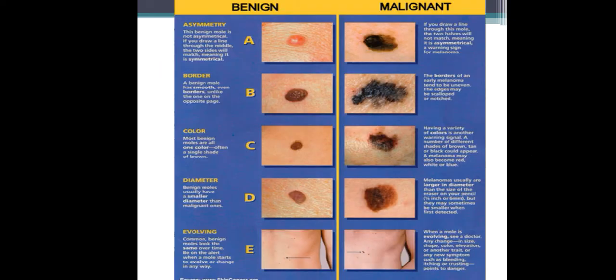So this is the same thing, A B C D E. A for asymmetry, B for border irregularity. You can compare the benign and malignant tumor here. Benign is a nevus. See the border which is very regular here. Here in the malignancy it is irregular. Now this color is almost uniform here. Here it is very non-uniform. D for diameter, it is a very small tumor, whereas here it is increasing in size. And E for evolving means it will always increase in size. So that is the difference.